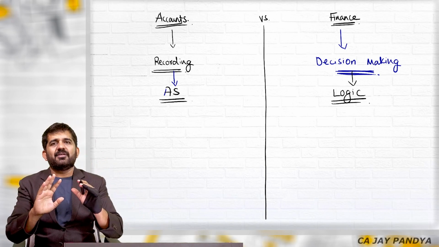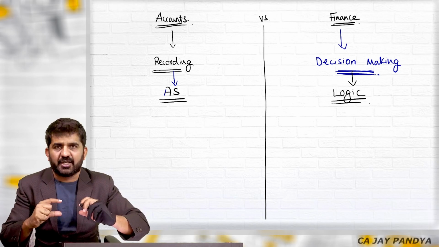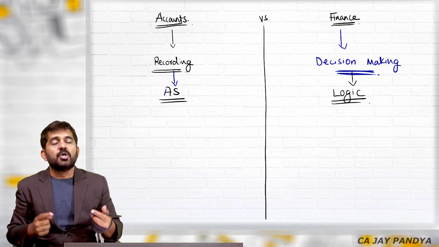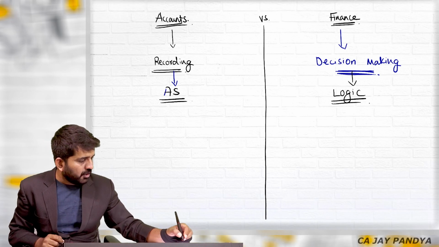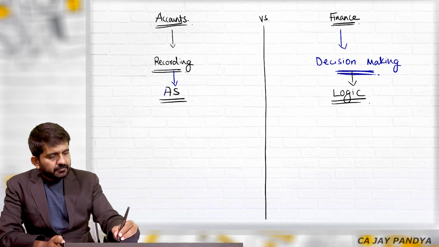Now, if it is decision making, of course, the bottom line will be logic. Logically, you should be earning; it should be a profitable business for you. So, logic will become the base for decision making for any financial management decision. Try to understand the difference.